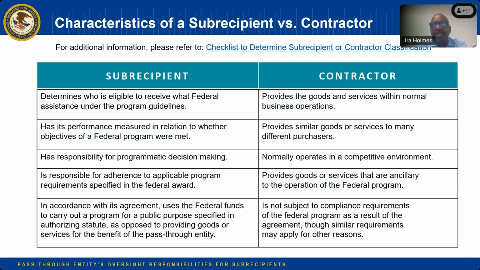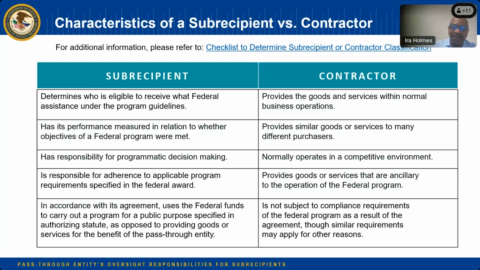A subrecipient determines who is eligible to receive what federal assistance under the program guidelines. Who's the beneficiary? A subrecipient has its performance measured in relation to whether objectives of the federal program were met. Subrecipient has responsibility for programmatic decision-making. Subrecipient is responsible for adherence to applicable program requirements specified in the award. And in accordance with this agreement, the subrecipient uses federal funds to carry out a program for a public purpose specified in the authorizing statute.